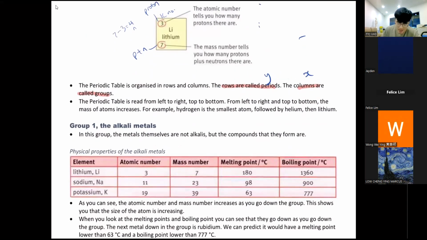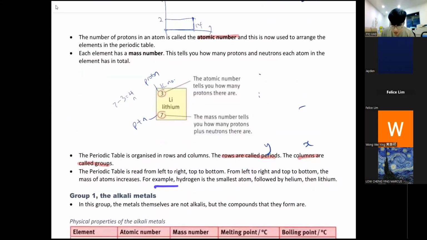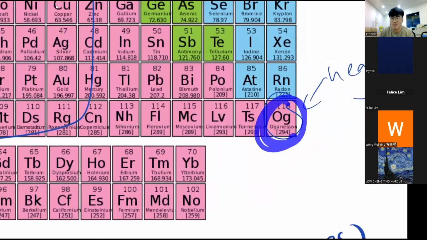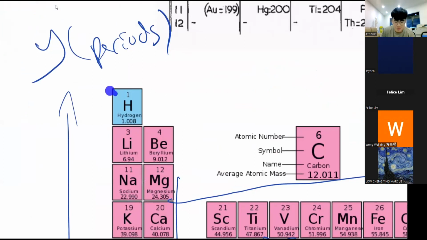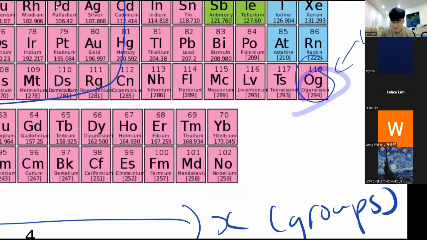Anyway, so let's talk about groups. I forgot to mention here, from left to right and top to bottom, the mass of atom increases. As you go more to the bottom, more to the right, you become more and more heavy. So the smallest atom is hydrogen, followed by helium, followed by lithium. So this is the heaviest. This is the chunkiest boy. This is a fat boy over here, and this is a small boy. This is the heavy boy. You get what I mean.